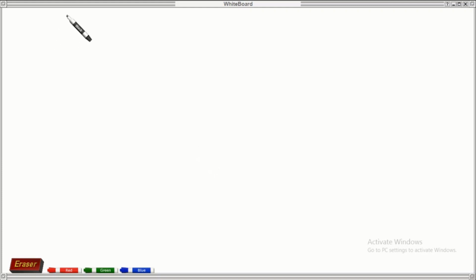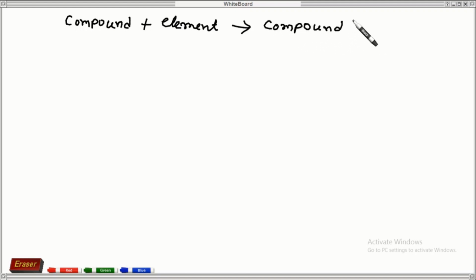What happens here? Compound reacts with element to give another compound, different from this one, different from this compound.